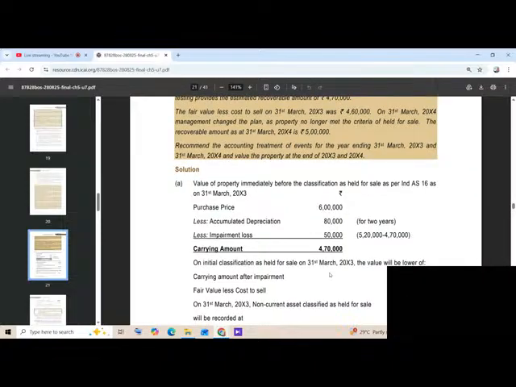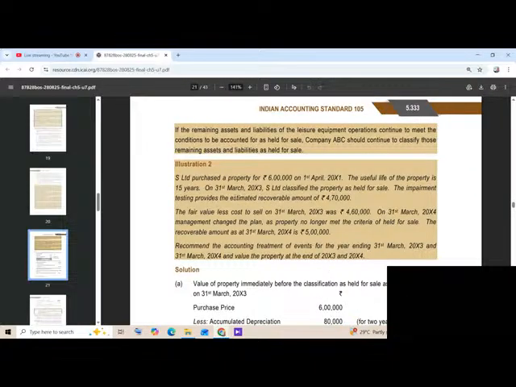Okay, so the depreciation is 6 lakh divided by 15, which is 40,000. Okay, it's fine.